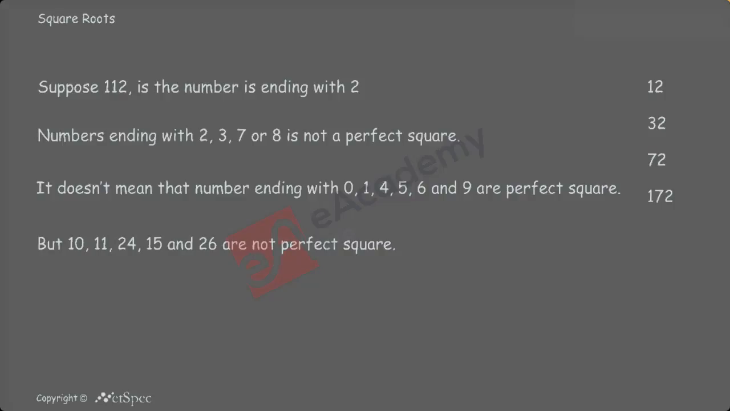This means that all the perfect squares end compulsorily with 0, 1, 4, 5, 6, 9. But all the numbers which end with these digits may or may not be perfect squares. But compulsorily, the numbers ending with 2, 3, 7, 8 are not perfect squares.